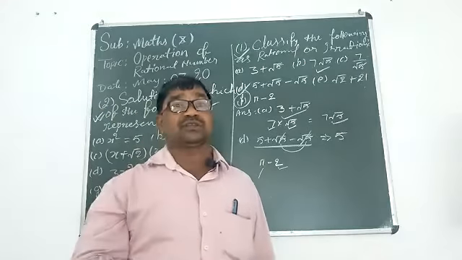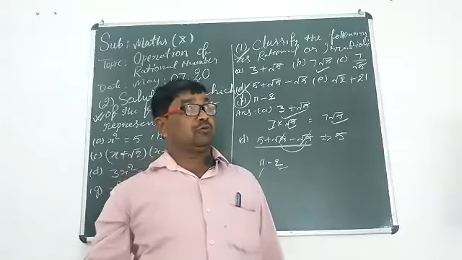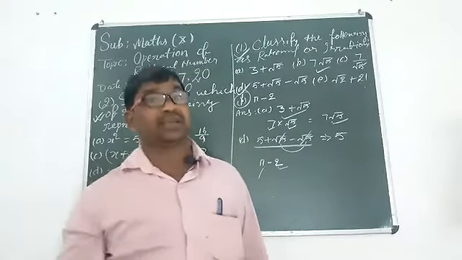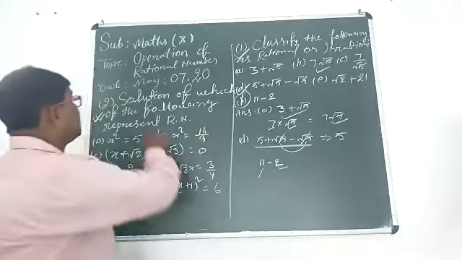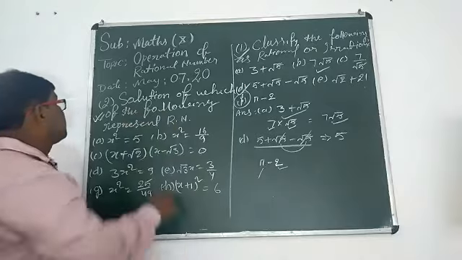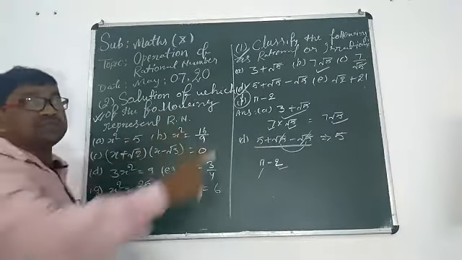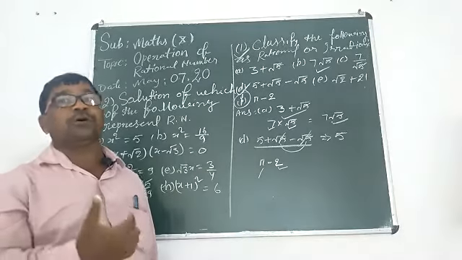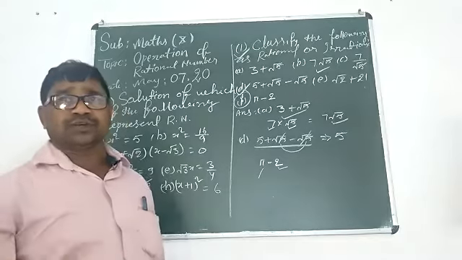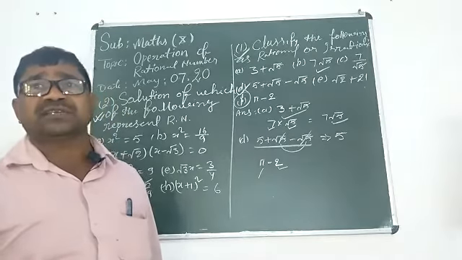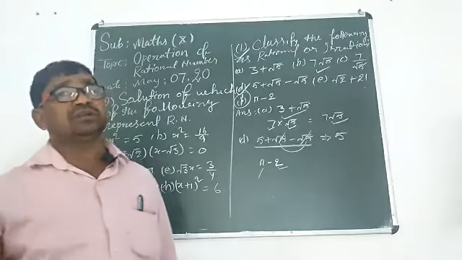Classification: the given numbers are rational or irrational. How we can reply? After simplification. Second type of question: solution of which of the following represent rational? In algebraic form, some sums are given there. You go in solution, find out the solution of x. Then your answer will be either rational or irrational.